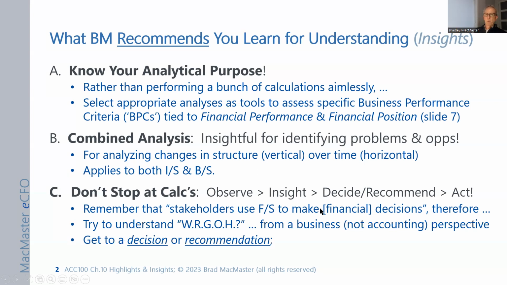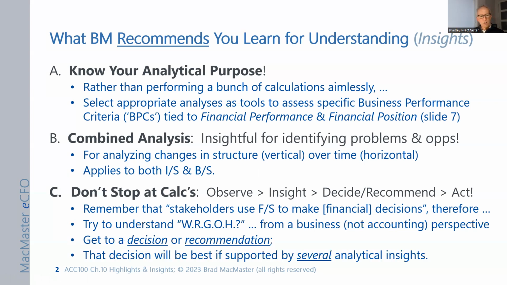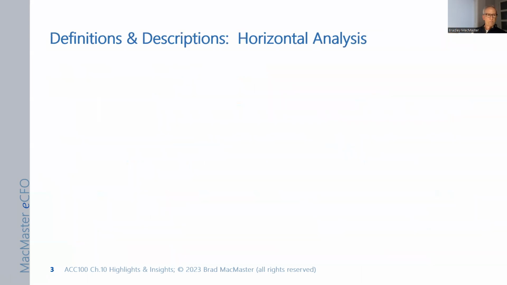This is what the textbook's been harping on throughout the course. Stakeholders need to use financial statements to make a decision. So analyze the statements and make some decisions. And that decision will be best or optimal or most reliable if there are several parts of your analysis that support that decision. And I'll show you how that works with an example we did in class, the in-class demo question from chapter 10, both number 1 and number 2.